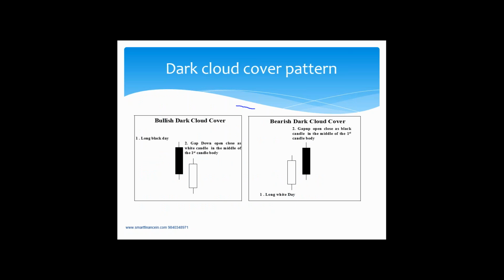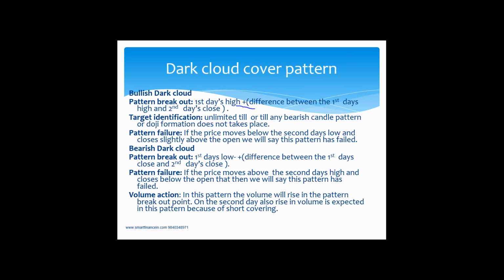So bearish dark cloud cover gives you a trend reversal pattern, which will tell you that the future trend will be bullish, and bullish dark cloud cover is also a trend reversal pattern. It will say that the future trend will be down. So this is how we can treat these two patterns, and this is how pattern failure also works.